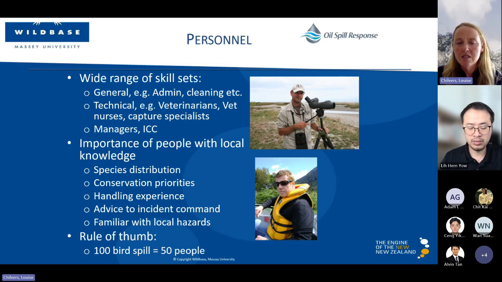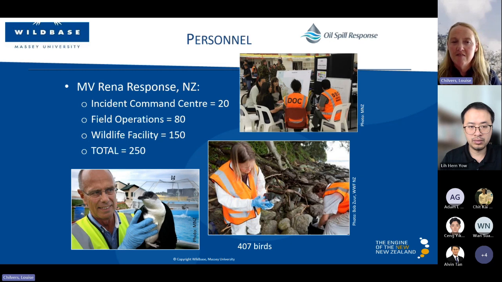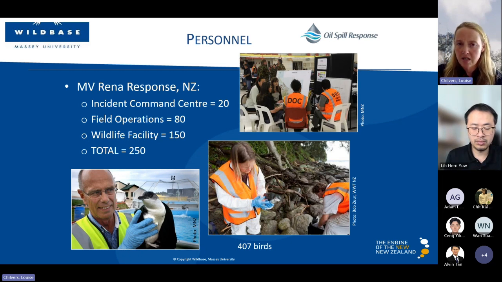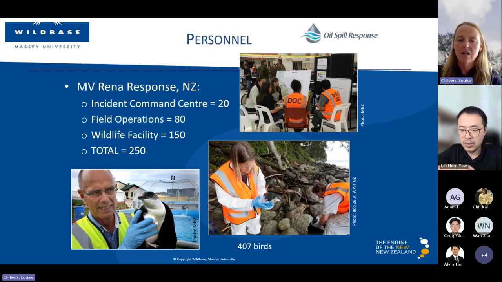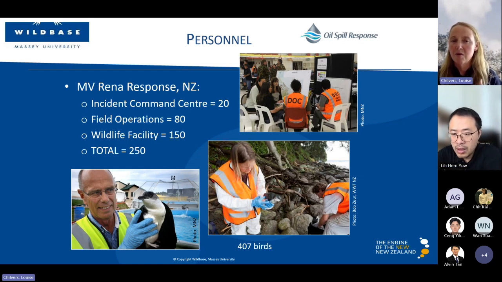So my example of that is the MV RENA response that New Zealand held. We had at any one time about 400 birds in our facility. And on our biggest day for about 3 weeks, we had over 250 people in the wildlife response team. So there were 20 people in the command centre, 80 people out in the field, you know, catching birds, monitoring, reconnaissance, doing all of those things, and 150 people in the wildlife facility. So that's a total of 250 people for about 400 birds.